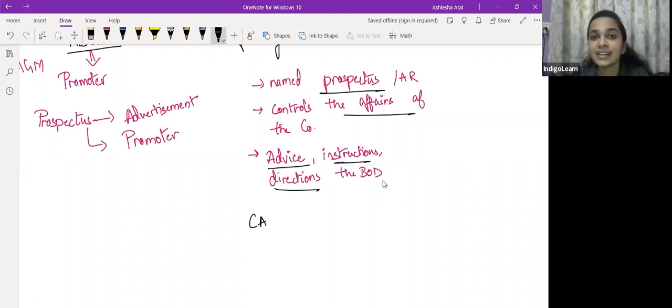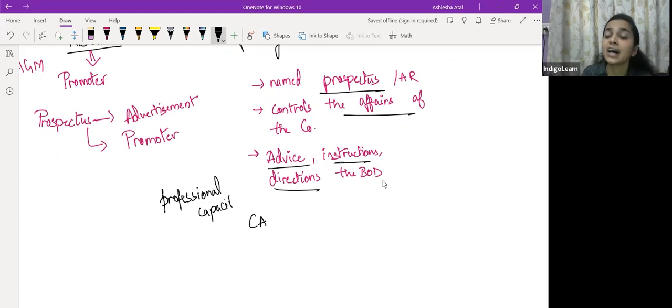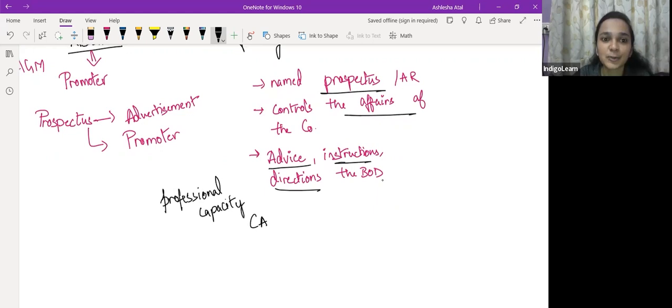Definitely not. So if a person is rendering any services in his professional capacity, is giving any instructions, advice or directions in his professional capacity, then that person will not be referred to as the promoter of the company. समझ में आया? Have you all understood who is a promoter?